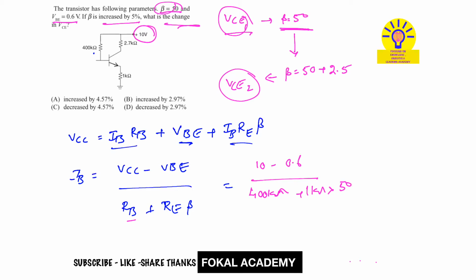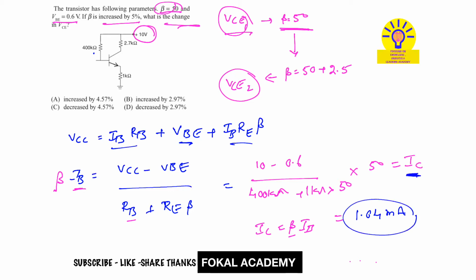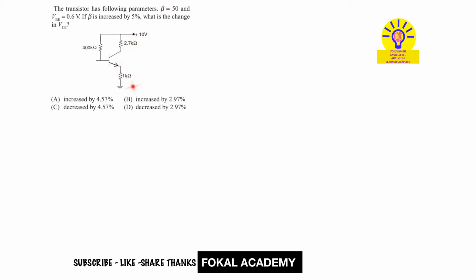We know that IC is equal to beta into IB. Here IB multiplied directly by beta, 50, gives the IC value. Now by simplifying this with the help of a calculator, we get 1.04 milliamperes. So this is the collector current. From that collector current, now take this loop. From this loop we will get the collector to emitter voltage. Let's see here. Now write the loop equation.